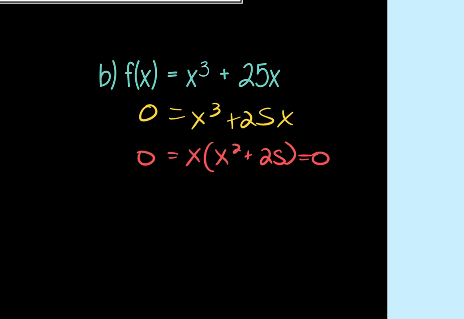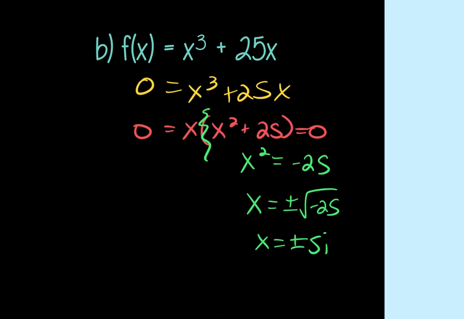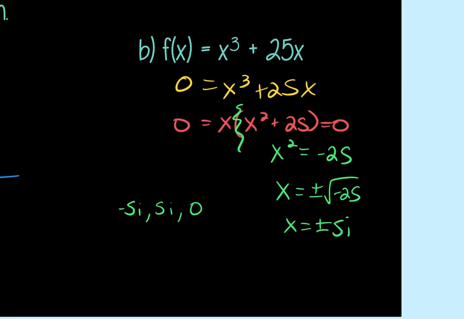Thank you very much. All right, so now on the left-hand side, it's already solved. I get x equals 0. On the right-hand side, I'd say x squared equals negative 25. X would equal plus and minus the square root of negative 25, which is? Plus or minus 5i. Good. So my 3 roots would be negative 5i, positive 5i, and 0. All right, now let's say it said write it as a product of linear factors.